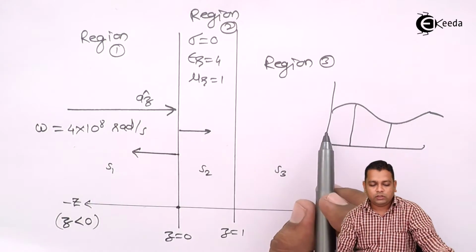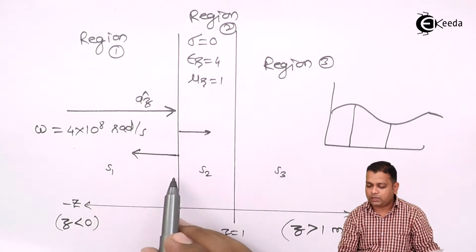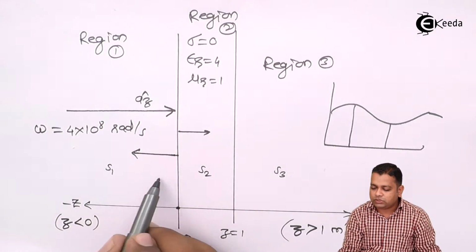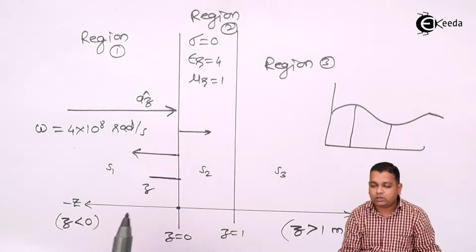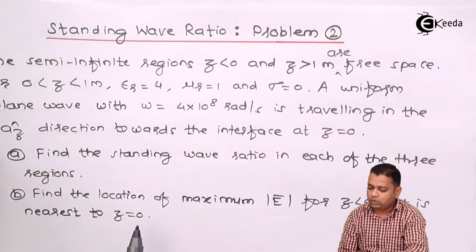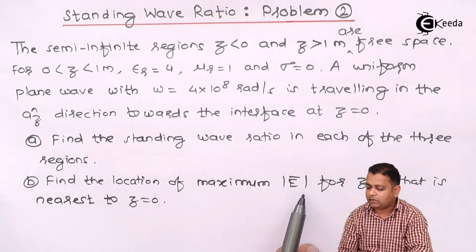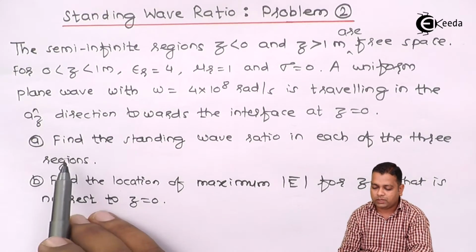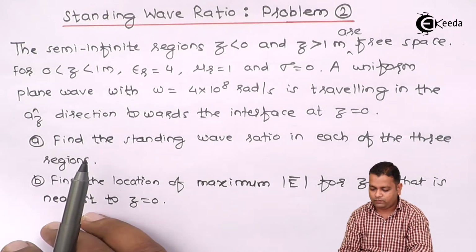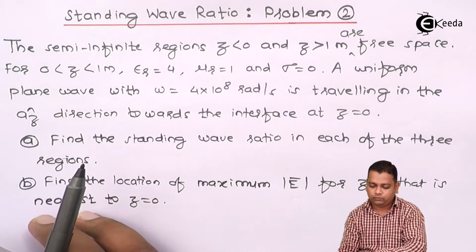So right from z equal to 0 interface, which is the maximum position, in terms of z we have to give the location of maximum for the magnitude of electric field intensity. So let us begin to solve part A here.